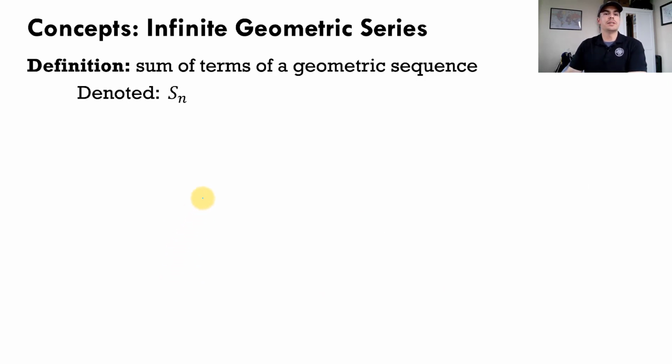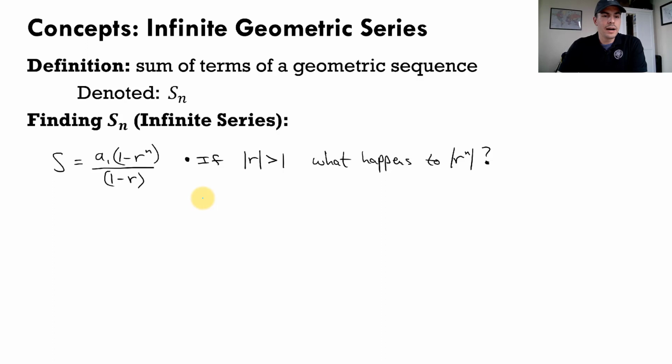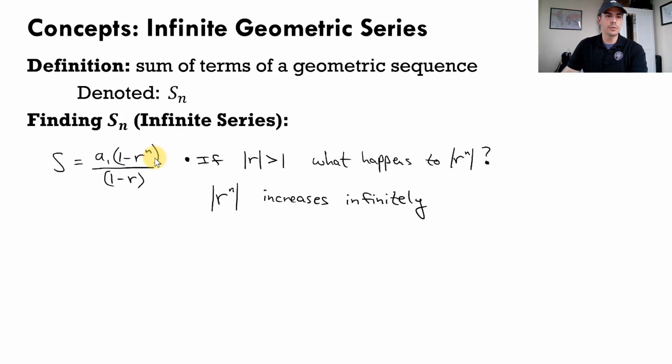Okay, so now infinite geometric series, finding the sum of an infinite series here. Let's think about this. If I have my sum and I have our formula here, if my common ratio, or the absolute value of that common ratio, is greater than 1, then what happens to this term here? This r raised to the n power. Well, that number is going to increase infinitely, right? Because if I have some value, say 2, which is greater than 1, and I raise it to the second power, well, that's 4. But if I raise it to the millionth power, it's something really, really big, right? It's going to increase infinitely.